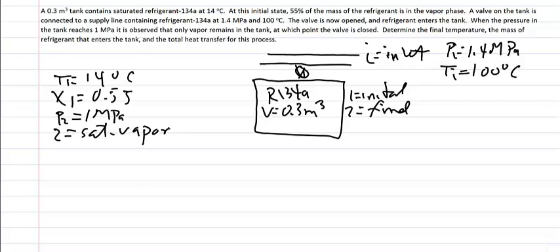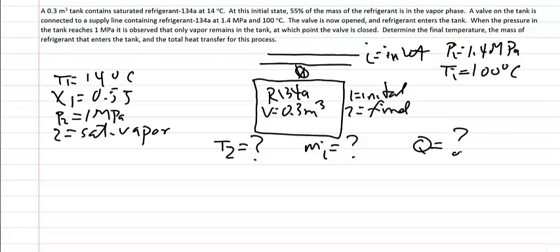You can see that we know two independent properties at both the initial and final state as well as at the inlet state. So all of the thermodynamic properties that we need for this process are going to be known to us. Finally, we're asked to find some things. We need to find the final temperature, so T2 is an unknown. We're also asked to find the mass that has entered the tank, so MI, the mass at the inlet, is unknown. And lastly, we're trying to find the total amount of heat transfer, so Q is also unknown.